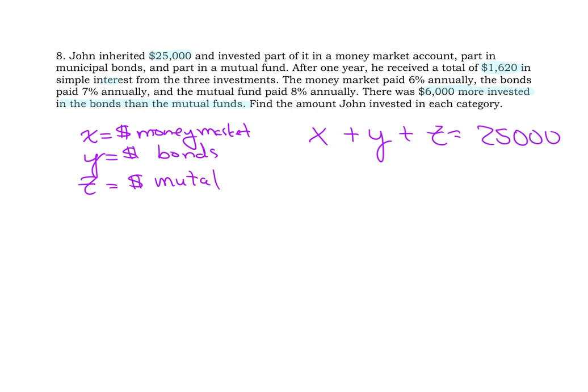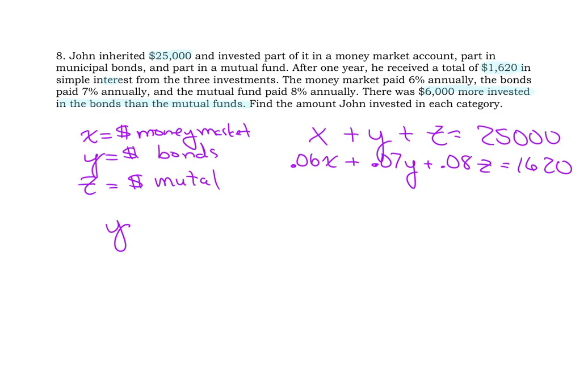The next total has to do with their interest, which is based on their percent. So 6% for the money market, 7% for the bonds, and 8%, oops, I didn't write that correctly, did I? And 8% in the mutual funds, and the total was $1,620.